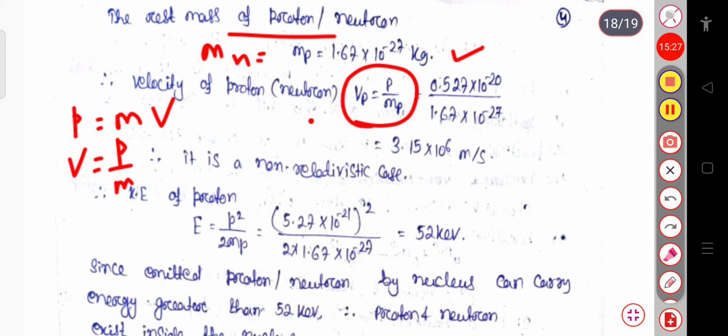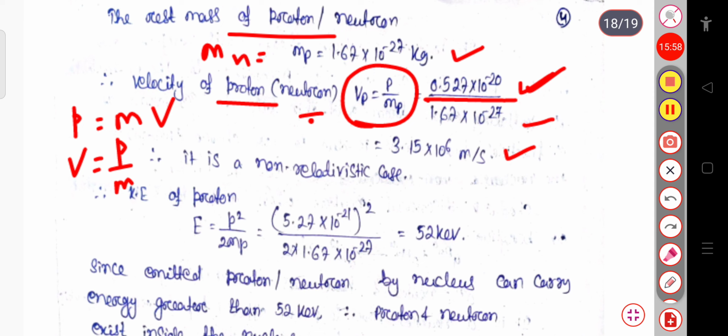Here the linear momentum we have calculated is 0.527 × 10^-20, divided by 1.67 × 10^-27 kg. After solving this, you will get 3.15 × 10^6 meter per second. This is the velocity of the proton or the neutron.